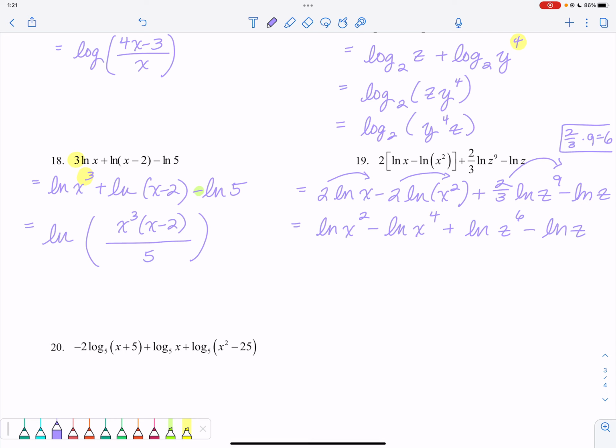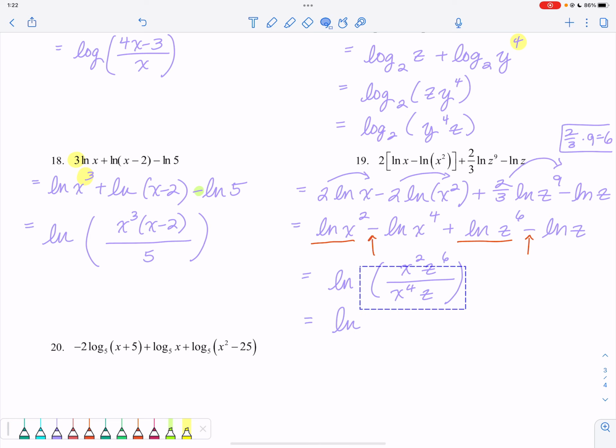So our terms that are positive are here, and then these are the terms that are negative. So now we can have the natural log of x squared z to the 6th divided by x to the 4th z. And we can simplify that. You can see that we have, let's see if I can make that a tad bit smaller.